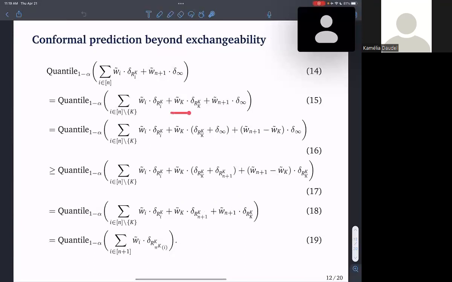So we take out the index k from the summation, and we add w_k times delta infinity. We add and subtract it on both sides in this term and this term. And then over here, we notice that r_{k,n+1} is less than infinity, and r_{k,k} is less than infinity. And we know that w_{n+1} minus w_k is greater than or equal to 0. That is because the weight that you assign to n+1 is the highest possible one, so that is 1 for sure before normalization, and w_k is less than or equal to 1. So we have this inequality over here.